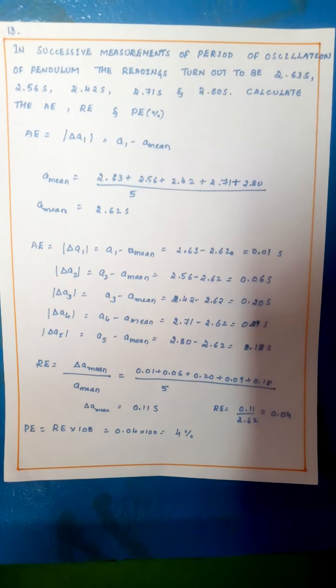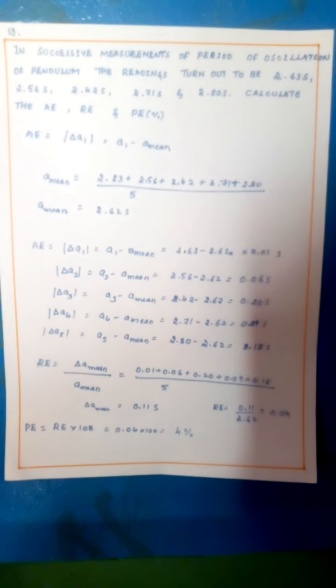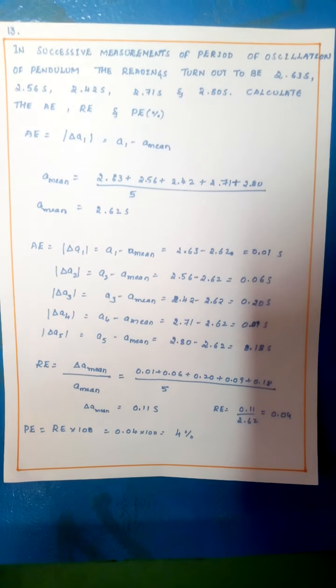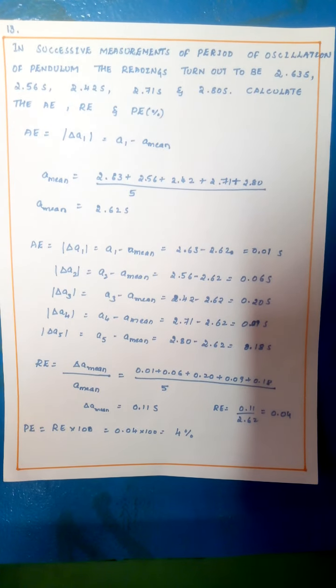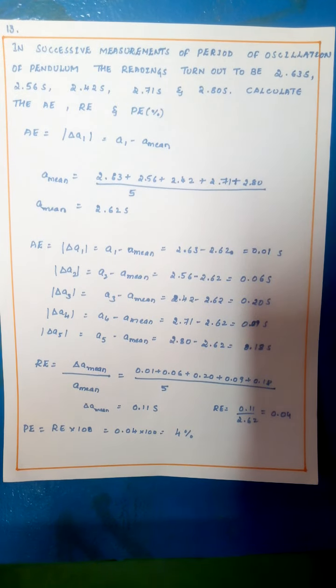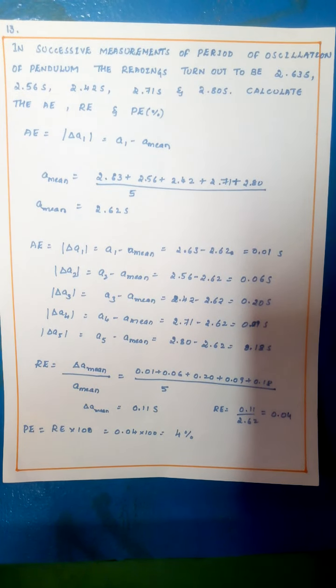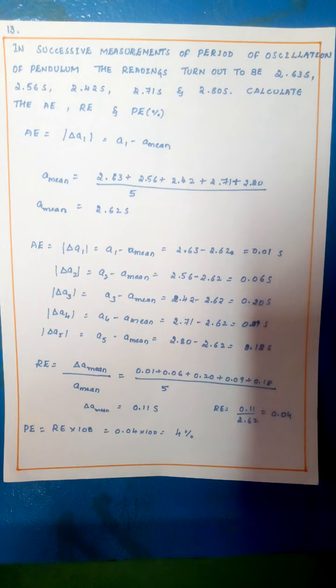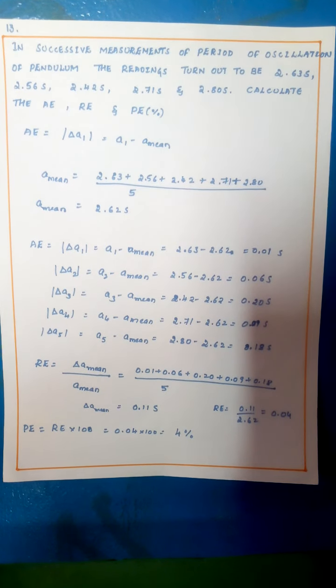Here I am not considering the minus or positive sign, because I am just taking the magnitude: the magnitude of delta A1, delta A2, delta A3, delta A4 and delta A5. I am not considering signs here.